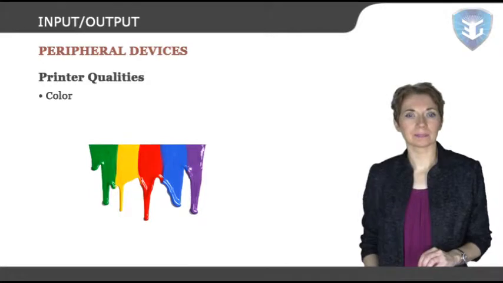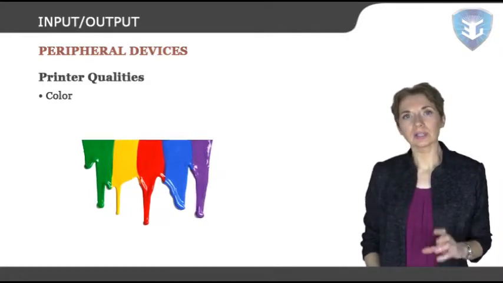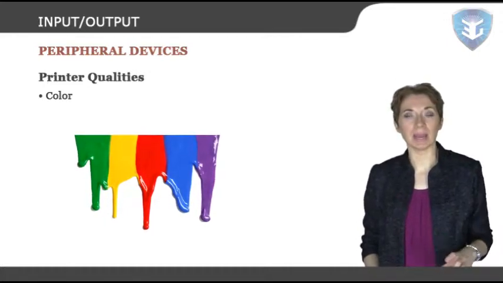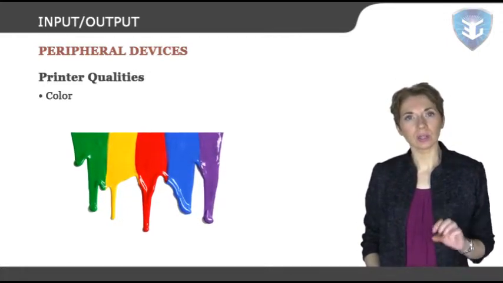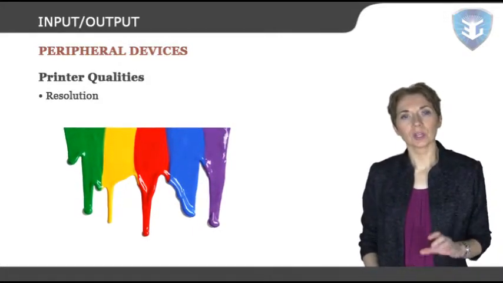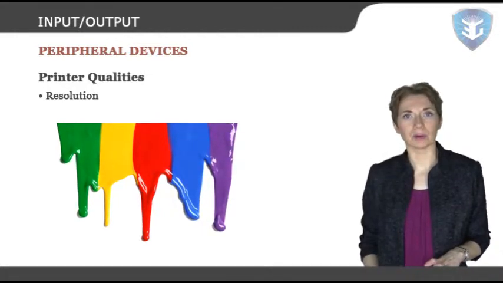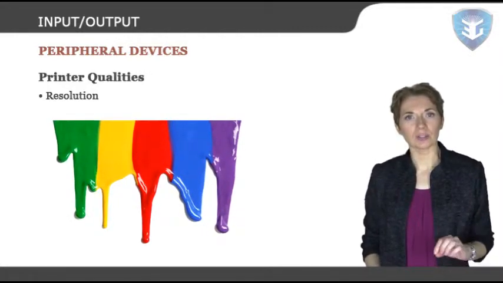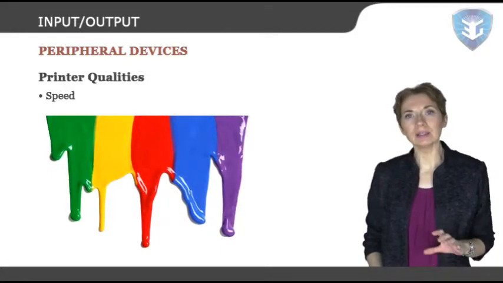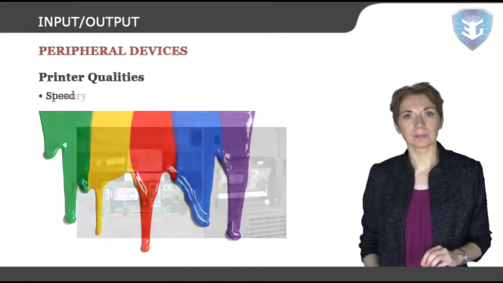Printer qualities. The printer qualities are color. Color is important for users who need to print pages for presentations or maps or other pages where color is part of the information. Resolution. Printer resolution, the sharpness of text and images on paper, is usually measured in dots per inch or DPI. Speed. If one does much printing, the speed of the printer becomes important.